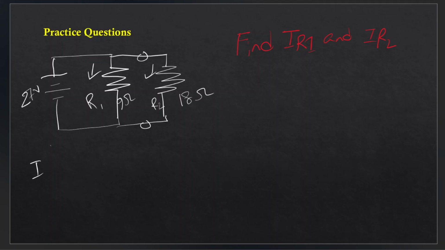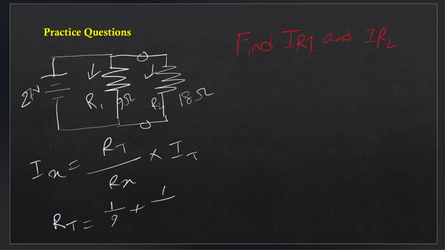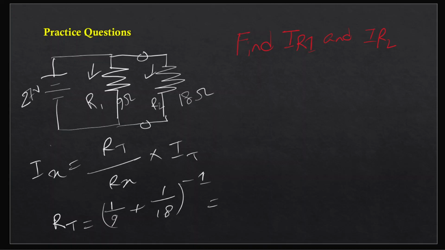Let's write the formula here. So Ix is equal to RT over Rx times IT. Now what is RT for us? Using the equivalent resistance formula for parallel circuits, RT will be 1 over R1, so 1 over 9, plus 1 over R2, so 1 over 18, enclosed in brackets and to the power minus 1. And that equals 6.